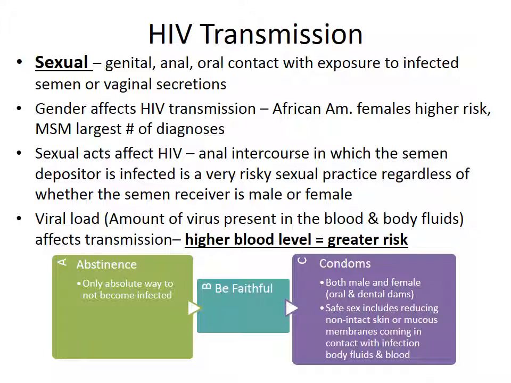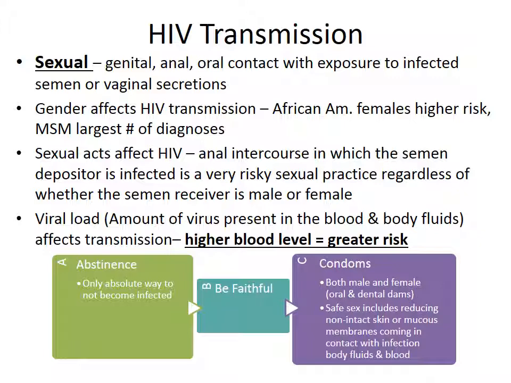Sexual transmission of the HIV virus can be accomplished through genital, anal, or oral contact with exposure to infected semen or vaginal secretions. Gender affects HIV transmission. African American females have a higher risk, and men who have sex with men are the largest number of diagnoses of HIV transmission. Sexual acts affect HIV.